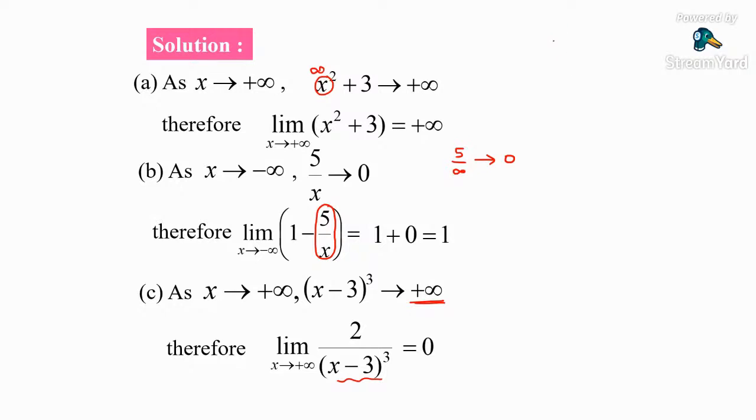Just in case you didn't notice, infinity squared is actually infinity. If you have infinity plus 1, this is also infinity. If you have infinity minus 1, this is also infinity, because infinity is a very big number. And if you have 1 over infinity, this is approaching 0.